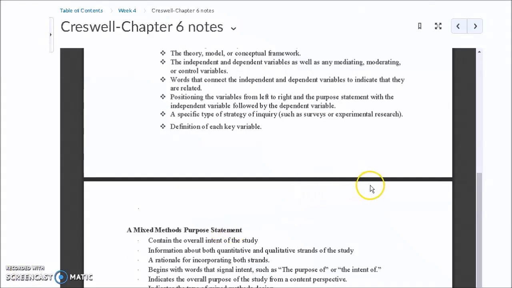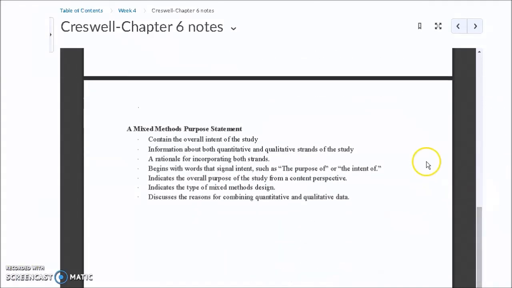The same way a mixed methods research study, as you guys already know by now, is qualitative and quantitative together, which is informed together, and there are different types of mixed methods research study. Once again, it contains the overall intent, and it begins with words such as the purpose of or the intent. And it incorporates the strands of both quantitative and qualitative. It also indicates the type of mixed methods research you are doing and the reasons for combining those.